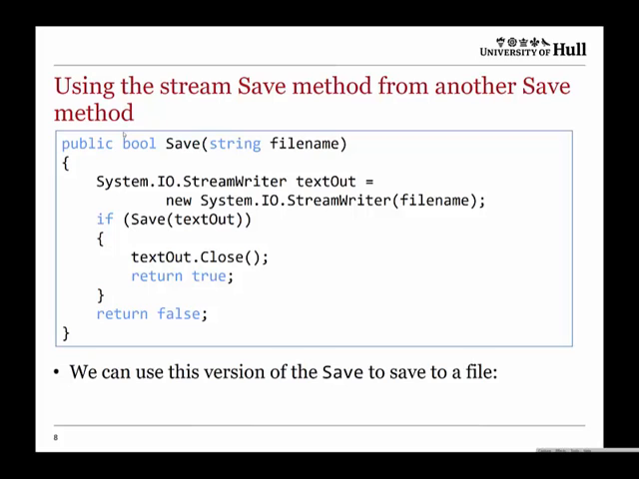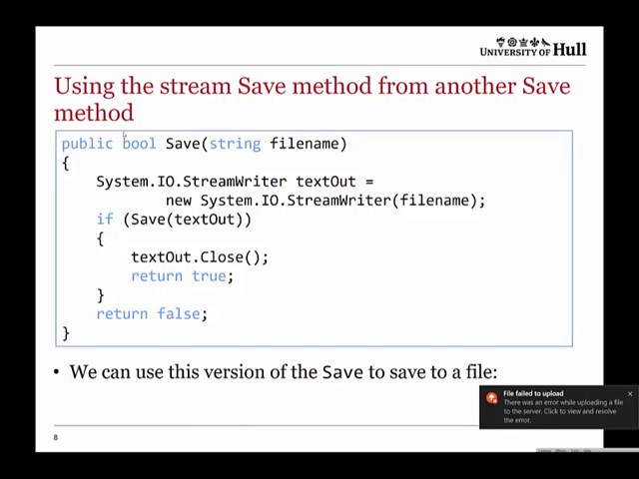This is the code that saves to a file. And this one basically opens the file, calls the save. If it likes the save, it closes the file and returns true, otherwise it returns false.